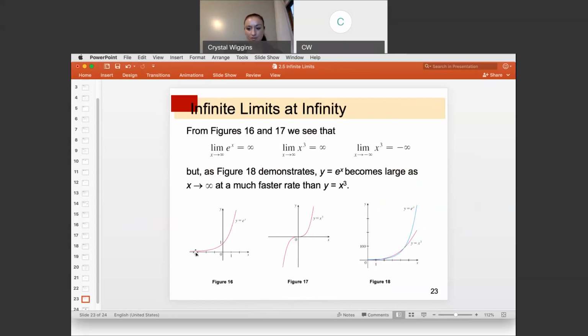As I'm going to the right and approaching really big x values, my y values are also getting really, really big. Same thing here. As I approach positive, I go positive. Same thing here. Now, if I am approaching negative infinity on the x-axis, notice it looks like I do have an actual limit value of 0 going this way. But for this one, if I approach negative infinity on the x-axis, my y values are also approaching negative infinity.